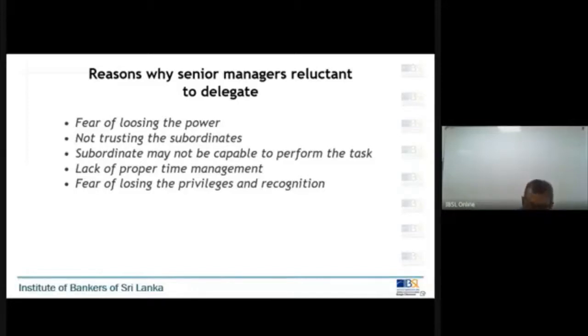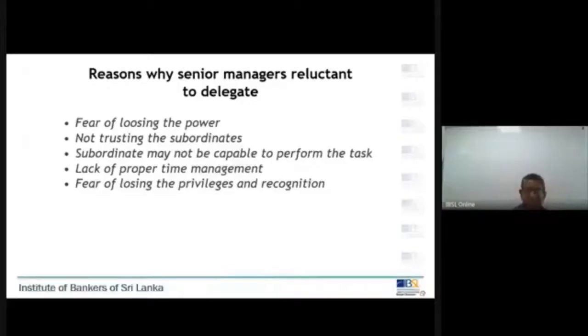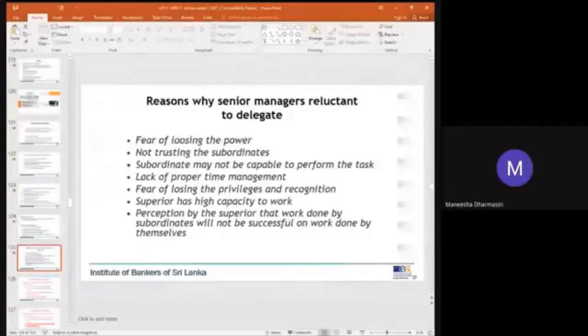What are the advantages of delegation and why are senior managers a little bit reluctant to delegate to their subordinates? Clear? Understood? So I had to get involved. Yes, sir. Right.